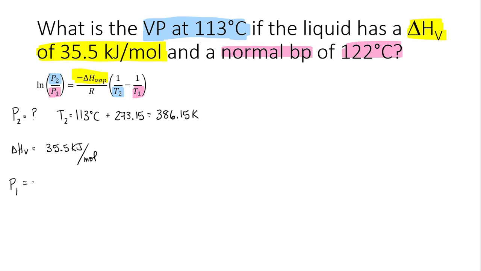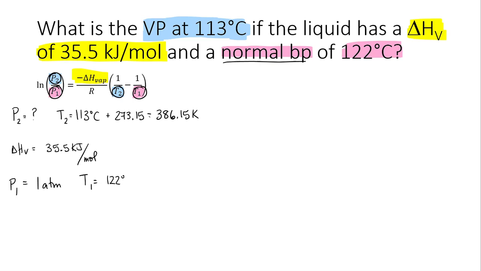And again, just arbitrarily, that could have been P2 as long as the P and the T are at the same time. So the P2 goes with what's in front and the P1 goes with what's second. It doesn't matter. I'm just arbitrarily saying P2 is what I'm solving for. P1 is 1 atmosphere because it's the normal boiling point.